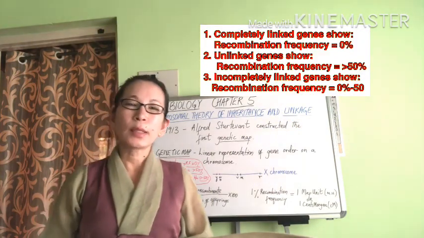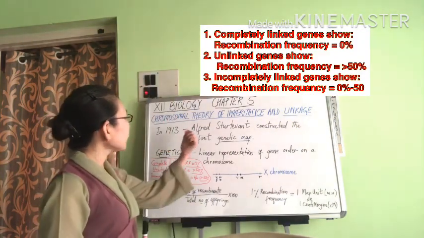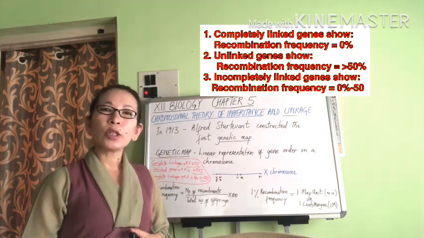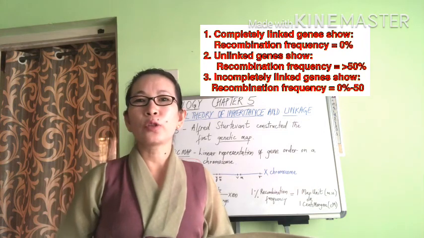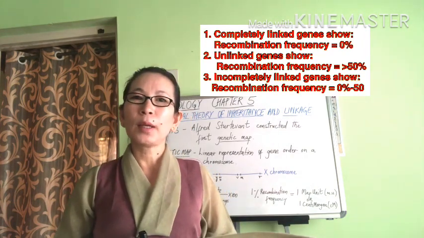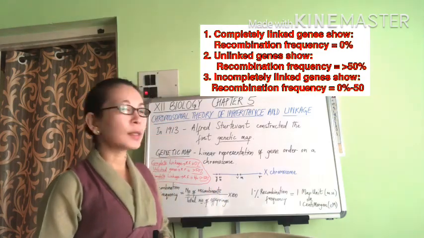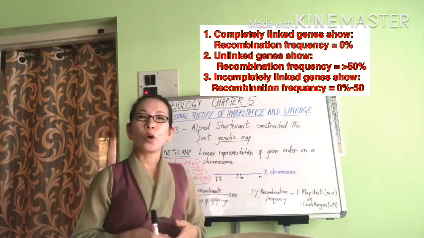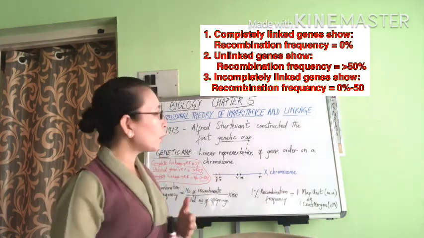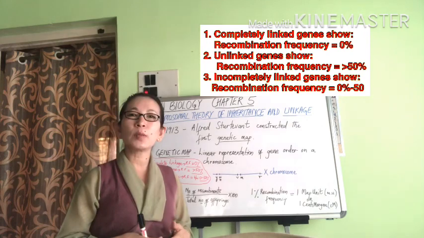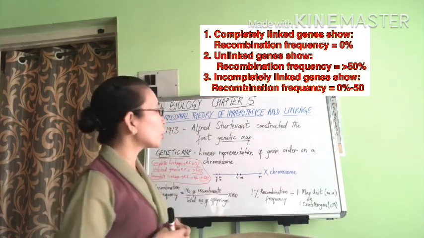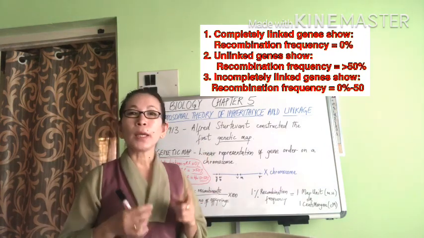Finally, let me discuss the contribution of Alfred Sturtevant in the year 1913. Sturtevant was one of the undergraduate students in Morgan's lab, and he was only 19 years old at the time. Interestingly, what is being said is that Sturtevant collected all of the experimental data from Morgan's lab, and he then worked out the recombination frequencies between gene pairs on the same chromosome, and thus he was able to construct the first genetic map in one night.